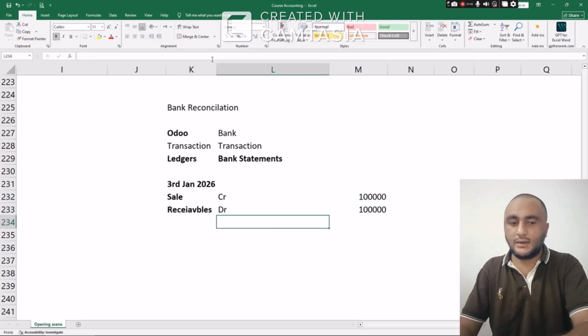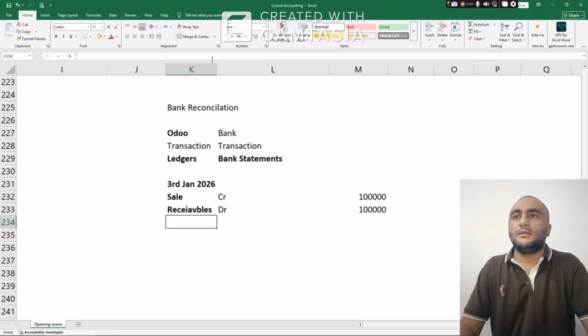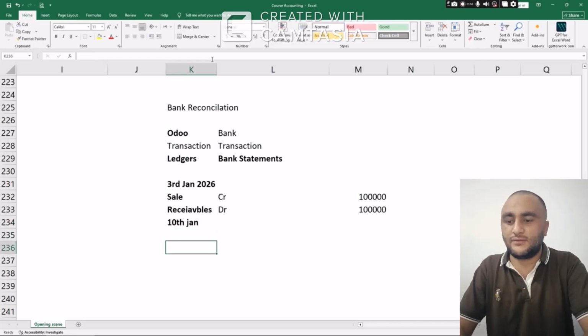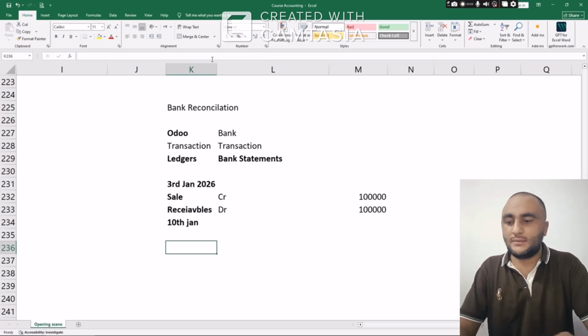Sorry, sale will be credited and receivable will be debited with the same amount. This transaction happens on 3rd January. Let's say this has a due date, in our case, of 10th January. After 10 days, what will happen if he pays?